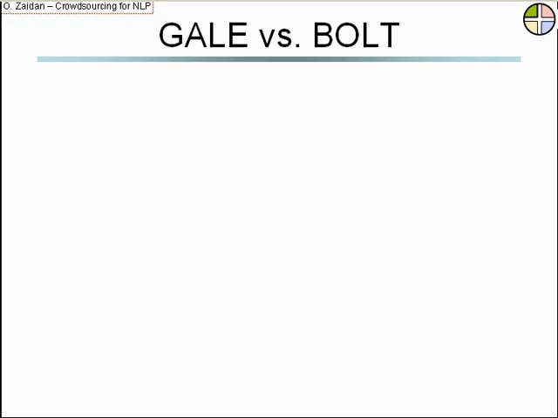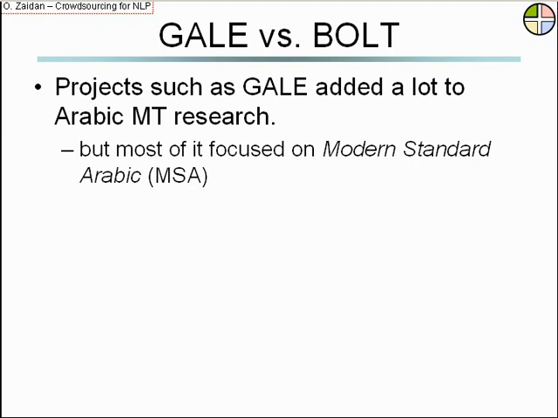So let's talk about GALE and BOLT. These are two of DARPA's projects that focus on machine translation. Projects like GALE added a lot of benefit to the research on Arabic machine translation. One issue is that most of that research focused on Modern Standard Arabic, or MSA for short. MSA is the one form of Arabic that's standardized. It's used in written form in books, magazines, official documents, but it's rarely, if ever, used by the average person on a day-to-day basis in spoken form.